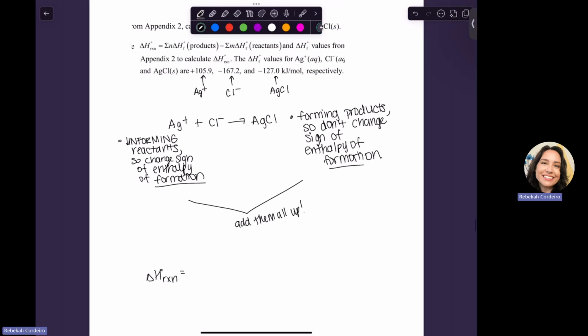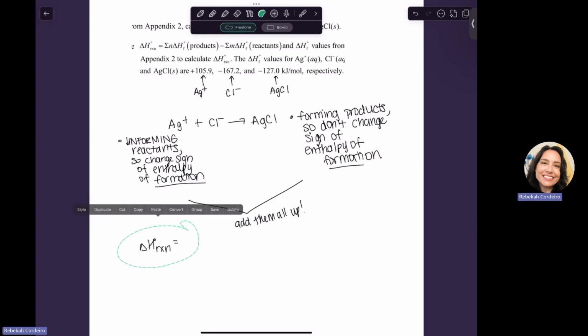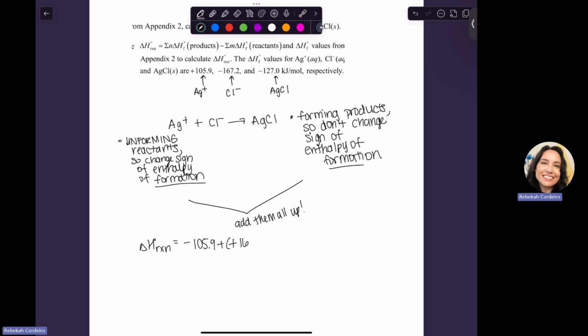So let's do it. We start with our reactants. Ag plus, this is a reactant, so I need to change the sign. So I'm going to say negative 105.9. Cl minus, that's a reactant, so I have to change the sign. So I'm going to say plus positive, and I know it's silly to say plus positive, but let's just keep them all together. And then AgCl, we don't want to change the sign because we're forming that product. So negative 127.0. And then we just add them all up, or you can plug into the formula that I just showed on the previous page. Feel free to do that.